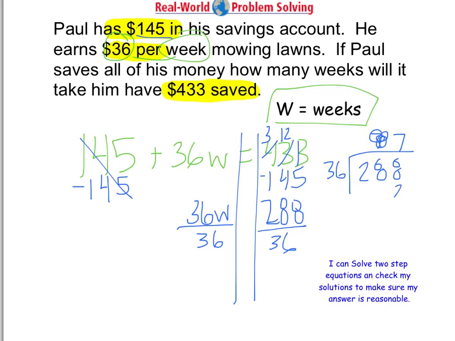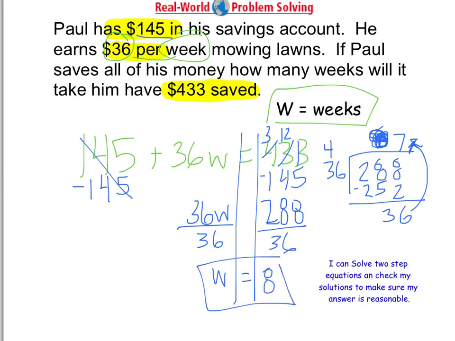7 times 6 is 42. 7 times 3 is 21, 22, 23, 24, 25. And it looks like we might be 1 short. Let's see. Yep, we're exactly 1 short. So instead of redoing my whole problem, we're just going to up this and say, okay, we could have done 1 more. So how many weeks was that? 288 divided by 36, it's 1 more than 7, which would be 8 weeks. Word problems should always have labels.